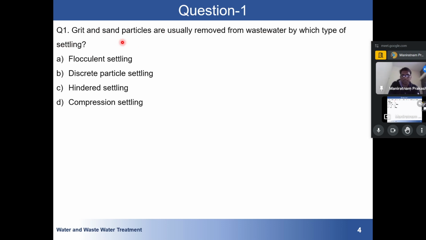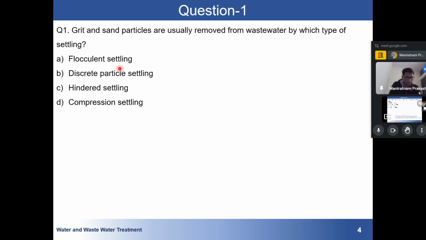So the question is here, the grit and sand particles. Grit and sand particles are the small particles present in our wastewater, mostly in inorganic form. Remember, this grit is in inorganic form. So first, with the help of a screen chamber, we have removed larger particles. Now it's time to remove the smaller particles which are there in the wastewater. So that can be removed.